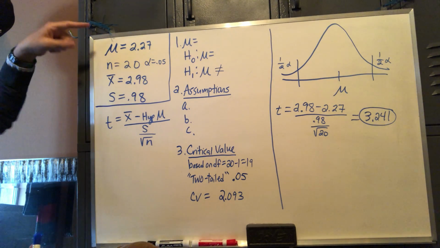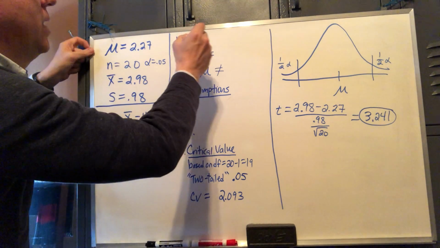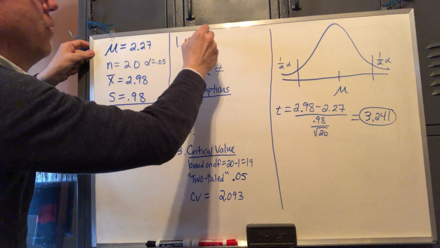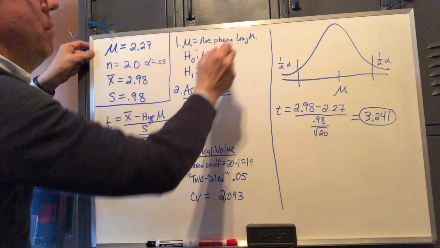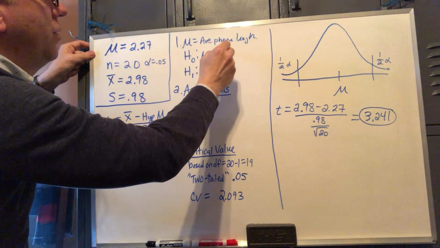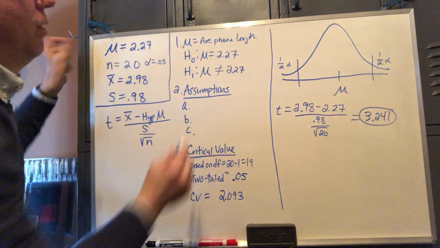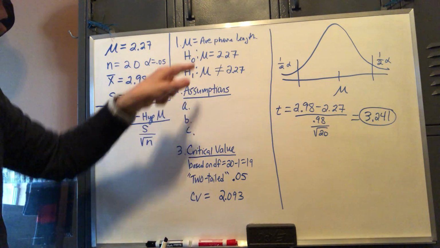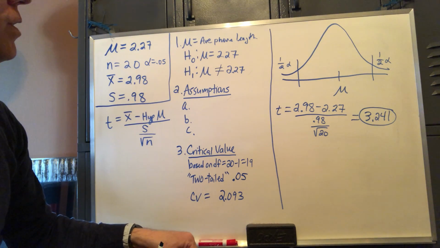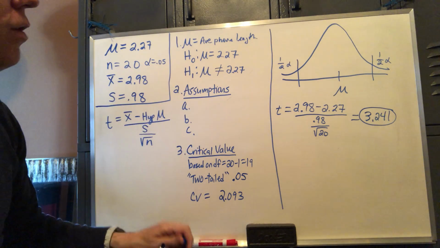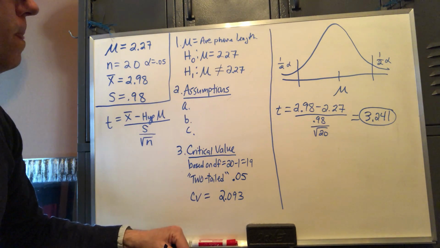So here's some of our important information. Mu, our population mean, is 2.27. Let's go to step one. Mu is the average phone call length, and that's 2.27. That exact same number has to be down here, 2.27. Those two numbers must always match. So here's our null hypothesis, mu equals 2.27. The null hypothesis will always have the equal sign. Then the alternate hypothesis, that's our claim, that's our question, is that it's not 2.27. So I just put a not equal sign.